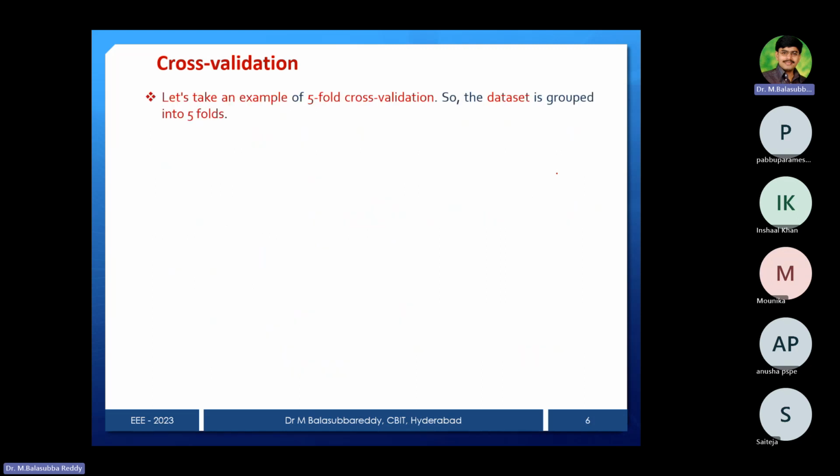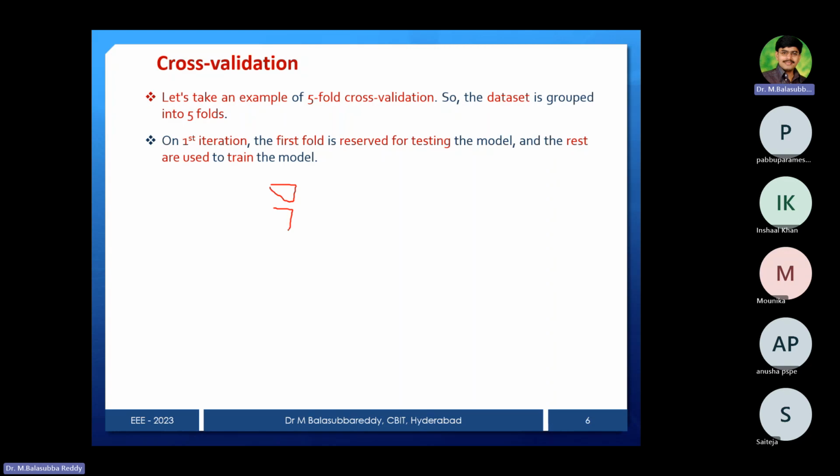Now, let's take an example of five-fold cross-validation. The dataset is grouped into five folds. As I said, depending on how many cases there are, that grouping has to be done. In the first iteration, the first fold is reserved. Like I said, if I divide into five parts, the first may be reserved, and we have to train on the rest of the portion. So if the first is reserved, we train on the rest of the portion.